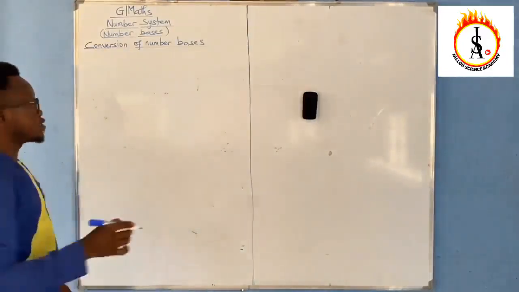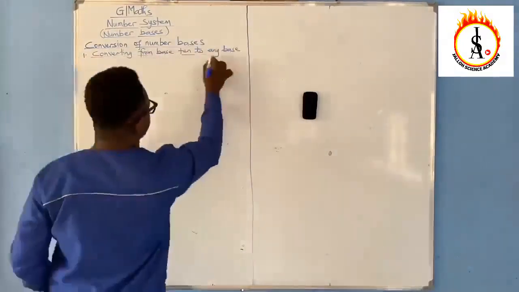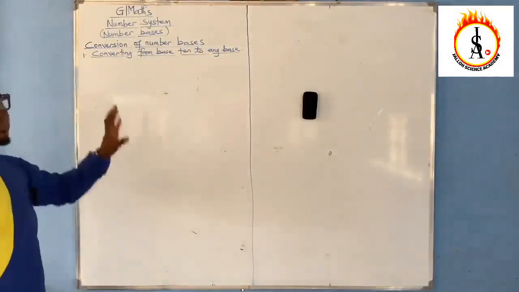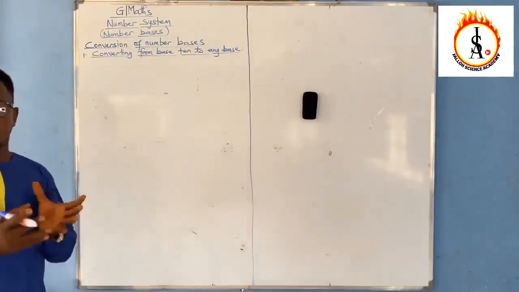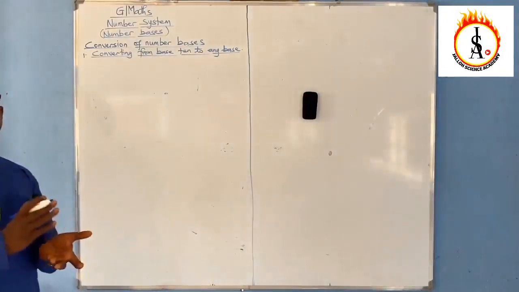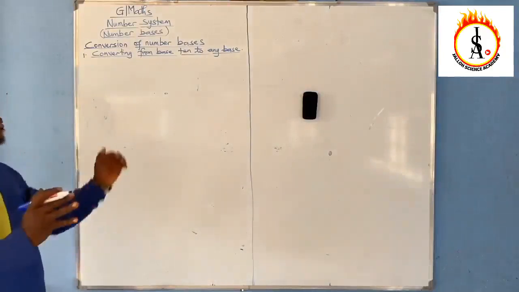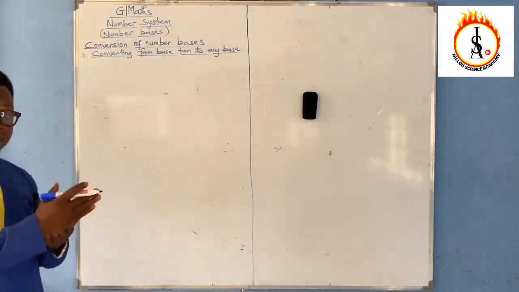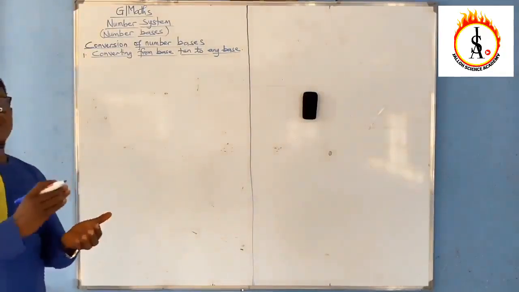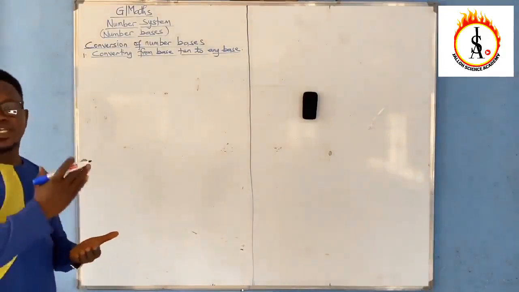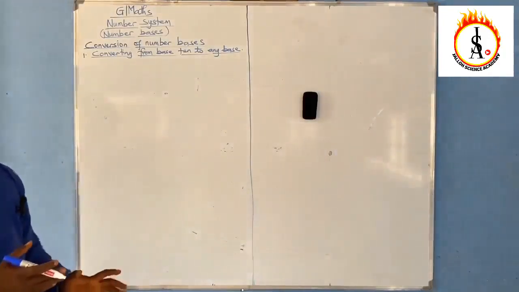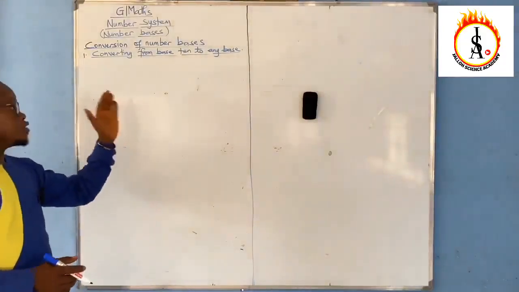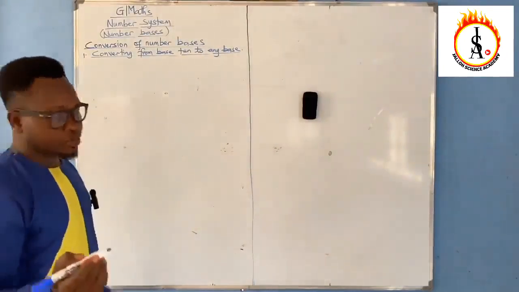Now, conversion of number bases, we're going to start off with converting from base 10 to any base. Now, converting from base 10 to any base, what you do, the base 10 number given to you is what you are going to divide successively by the base in which you are converting to. So you're going to divide that number successively by the base which you are converting to till you arrive at a 0 and taking cognizance of the remainders. So that's the procedure. That's how you can go about converting from base 10 to any base. Let's look at some examples.